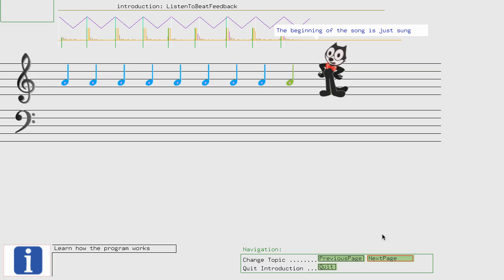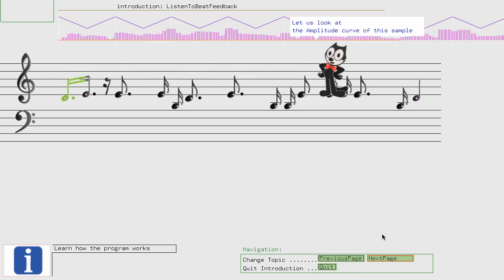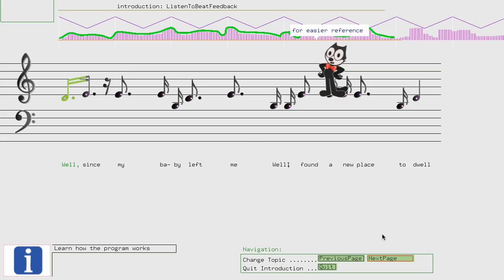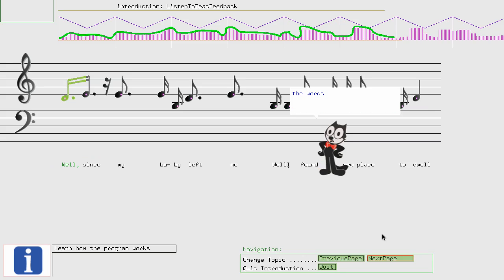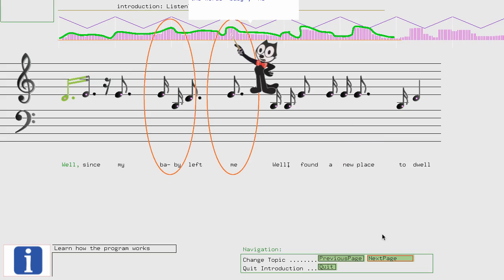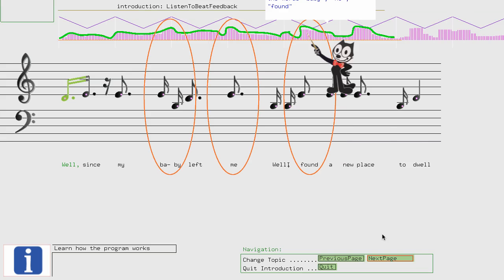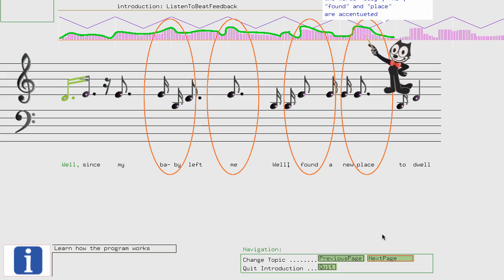The beginning of the song is just speech, but it has a rhythm. Let us look at the amplitude curve of this sample. For easier reference, I have written the lyrics below. We see a variation of the loudness. The words baby, me, found and place are accentuated.